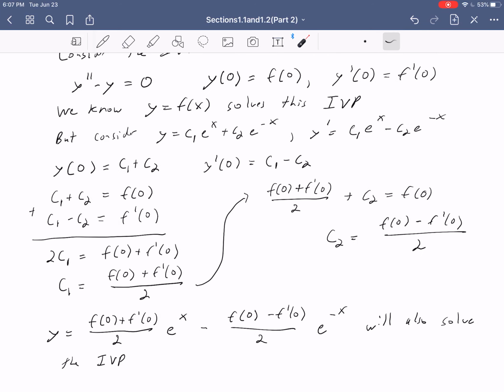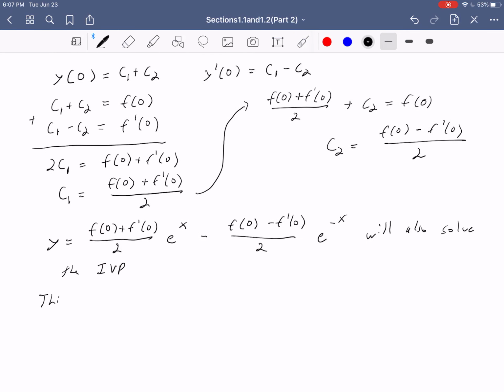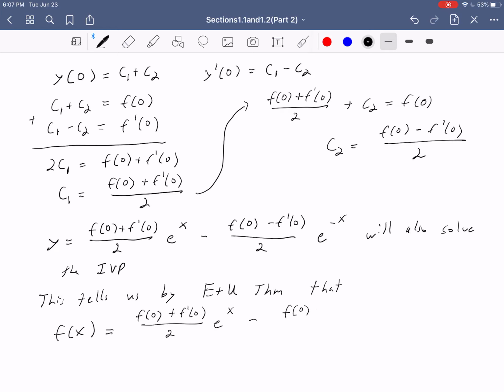Well, that tells us that this y equals f of x must be the same as this. So what this tells us, by the existence and uniqueness theorem, is that f of x must be equal to f of 0 plus f prime at 0 over 2 e to the x, plus f at 0 minus f prime at 0 over 2 e to the negative x, which tells us that no matter what f of x is, remember we just said f of x is some arbitrary solution, it can always be written in this format.